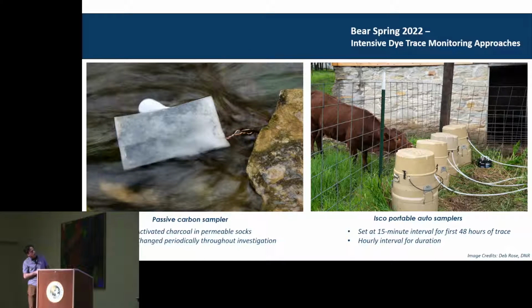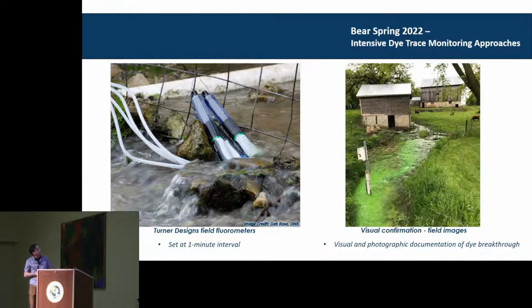Next to that, we put in these ISCO auto samplers. So we had 4 of them connected to solar panels and deep cycle marine batteries, and we set them for 15 minutes for the first 48 hours of the trace, and then hourly after that. And then here are our new field fluorometers. We set these to 1-minute intervals, and I will point out maybe 2 things here.